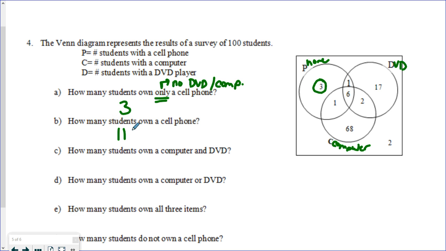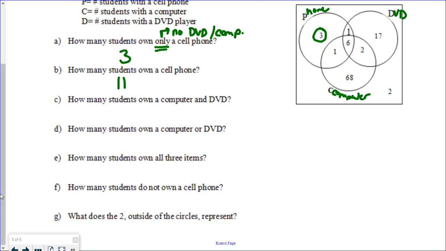11. Maybe this was taken in like 2000, let's say, maybe 1999 or something like that, because it would shock me that only 11 out of 100 students would have a cell phone, but a ton of them have computers. I don't know. It's peculiar. I like these weird data sets. So yes, the way I got 11 there, 3 plus 6 plus 1 is 11.